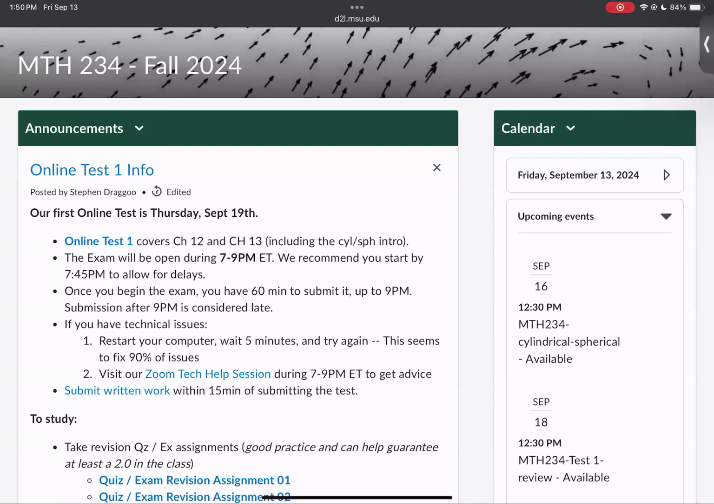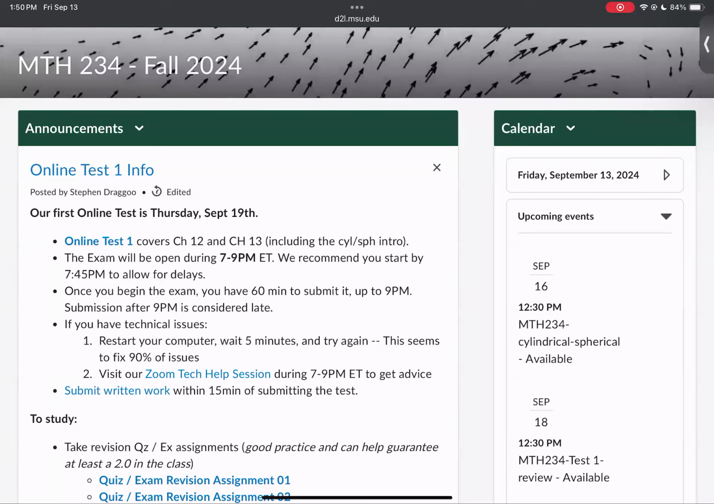It does cover basically everything in the course up until Monday's class. So the content today is fair game, and also the content in Monday's class. Basically, that ends us right at the end of chapter 13. So that's kind of a good place to stop anyway.